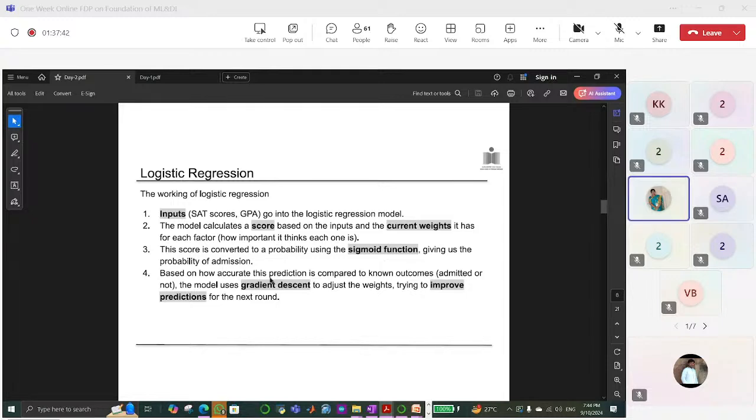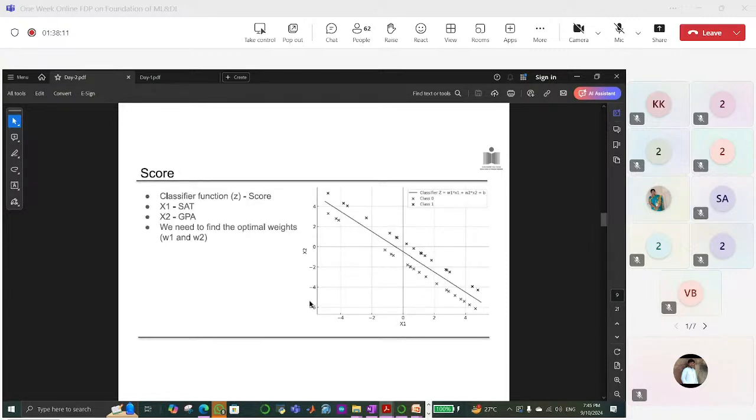Then we check how accurate this prediction is compared to the known outcomes, admitted or not admitted. In this model we use the gradient descent algorithm to calculate the error value. After calculating, we need to update the weights so that we can predict good results and improve the predictions for the next round. So this is the working process for logistic regression.